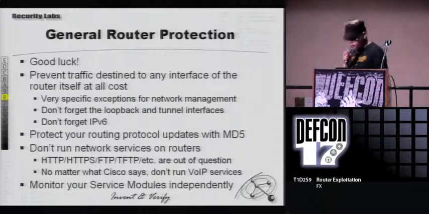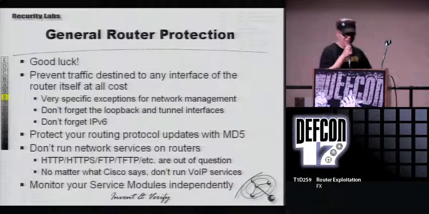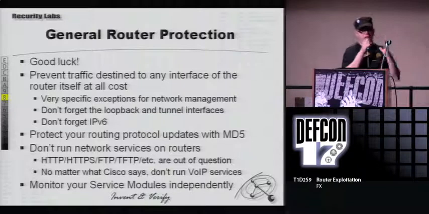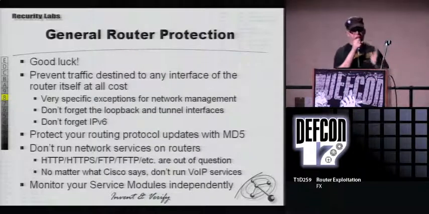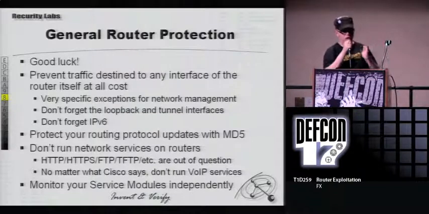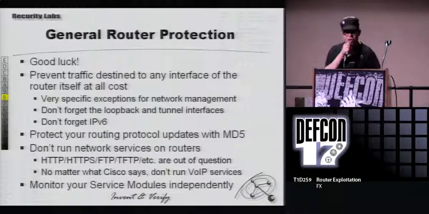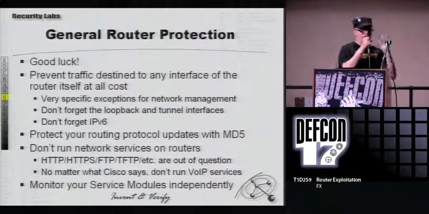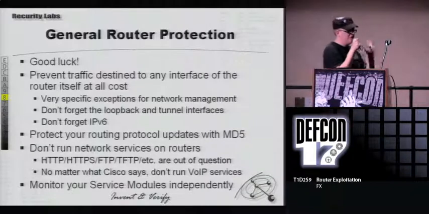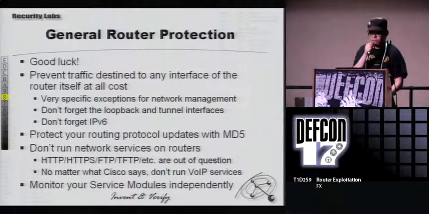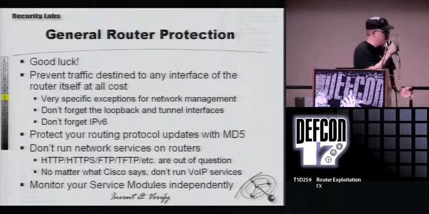So how do you protect? First of all, good luck. The easiest way to protect is to prevent traffic destined to the router itself from getting there. Nobody is supposed to talk to your router. And don't forget your fancy interfaces that you configured. You should use MD5 where you can in routing protocols. And please stop running stuff on iOS. It can barely handle itself. How should it handle a web server and an FTP server on top of it, right? So don't.